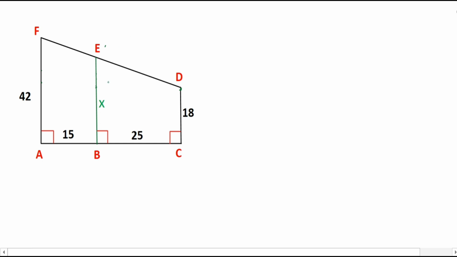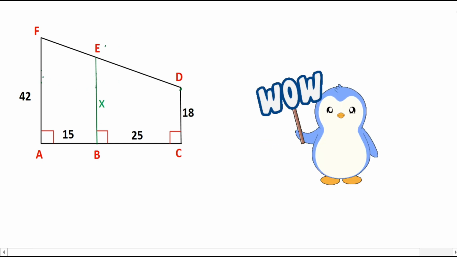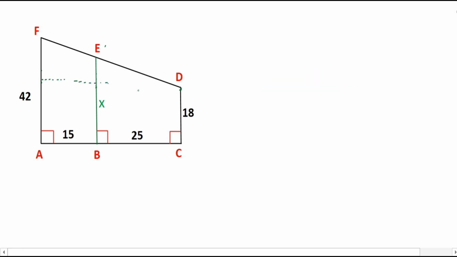So in order to solve this question, very first we will drop a perpendicular from D on side AF. In this manner, we will have a rectangle, and let's call this point M. So if we drop a perpendicular from D on AF and call its foot M, this perpendicular will also act as a perpendicular on line segment BE, and let's call its foot P. So in this manner, we also have a rectangle, that is ACDM.